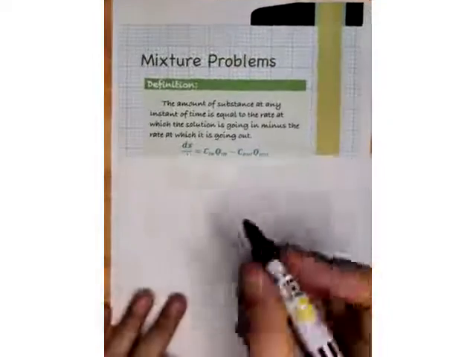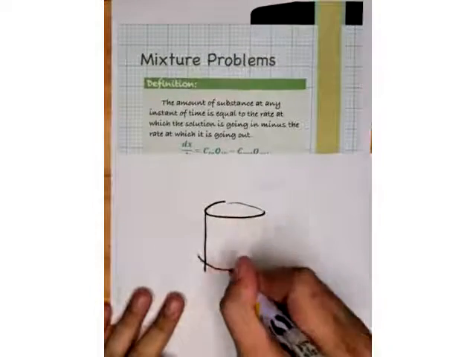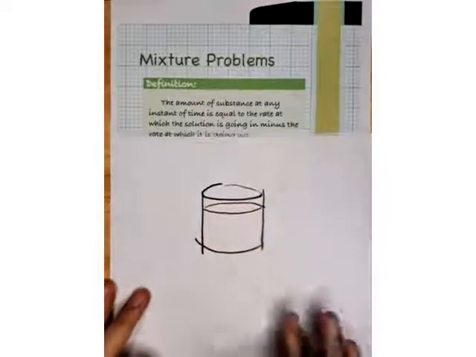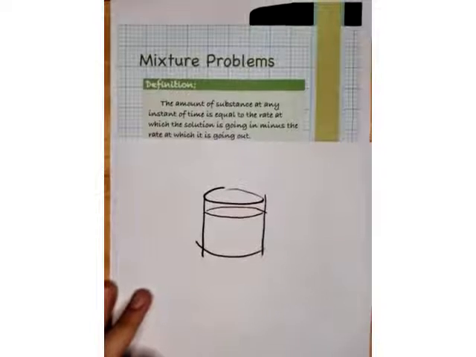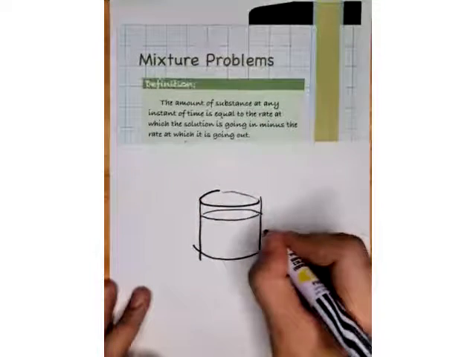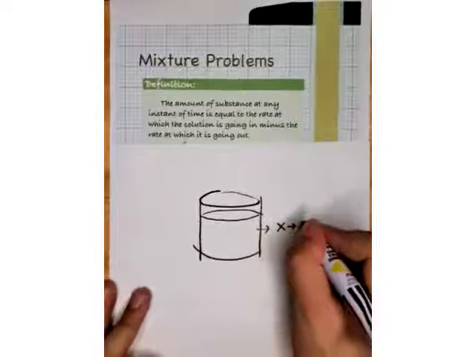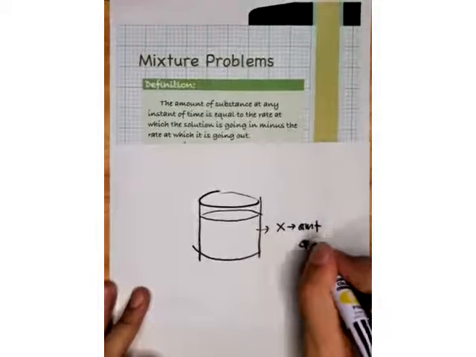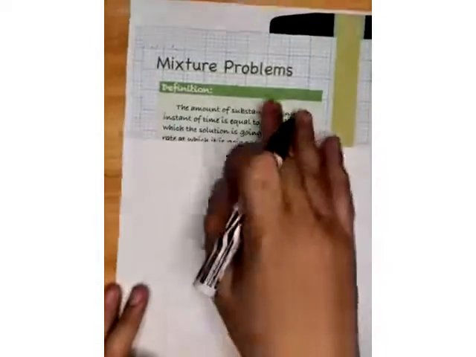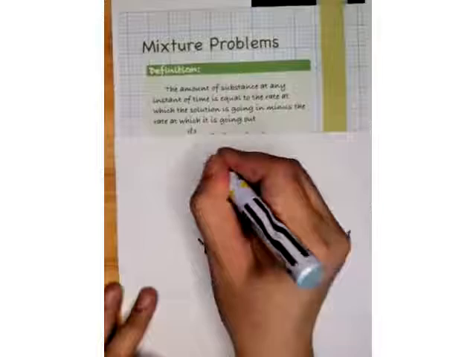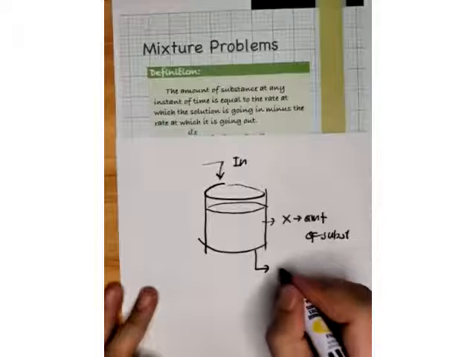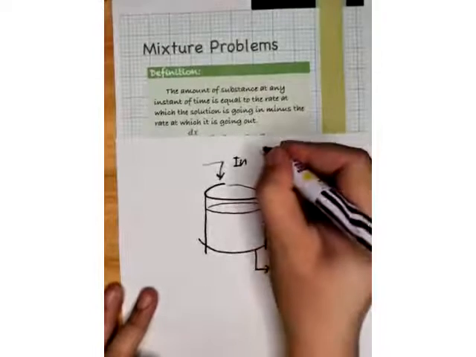Okay, so let's say we have a container, and the container has a liquid and a substance. Ang sabi dito, the amount of substance at any instant time, we let X as the amount of substance at any time. Equal daw siya doon sa amount, yung rate na pagpasok niya, so ito yung in, at saka yung rate na paglabas niya, so out.